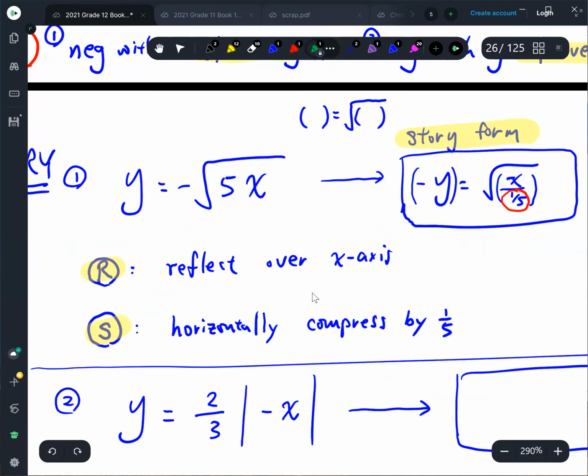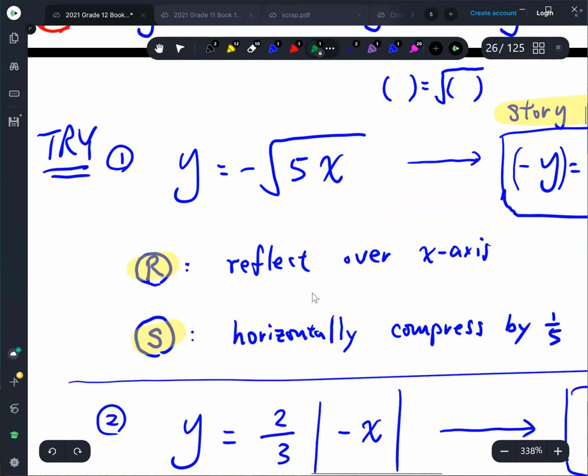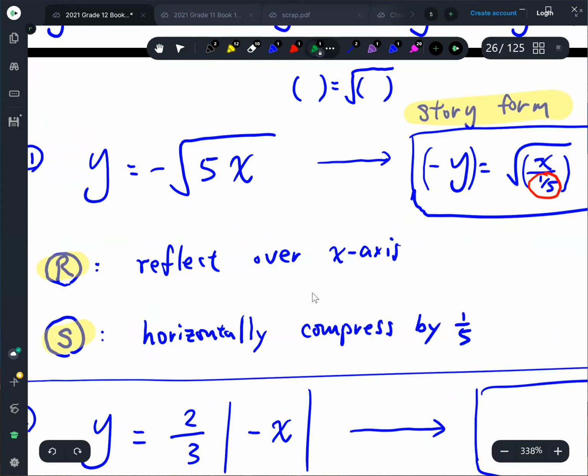Because at school, they don't have the story form. They want you to tell R and S just looking at the question. So sometimes you might get it wrong and say horizontally expand by 5, or horizontally compress by 5. So you have to move things over, so that you use the right number when you do the description.